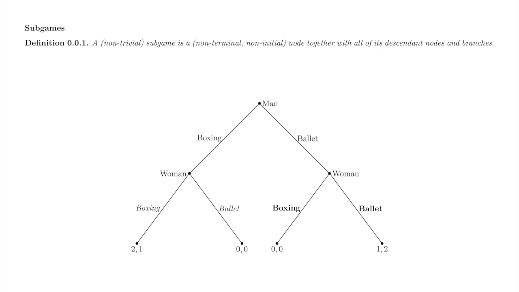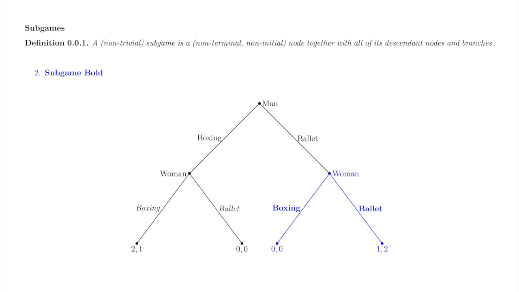Here is our now old friend, dynamic battle of the sexes. First, let's find its two non-trivial subgames. Here in blue is what we will call subgame italic. It begins at the woman's node in blue, following the man's selection of boxing. It consists of the blue node with a woman's name on it, the two branches descending from that node, and the terminal nodes at the end of each of those branches.